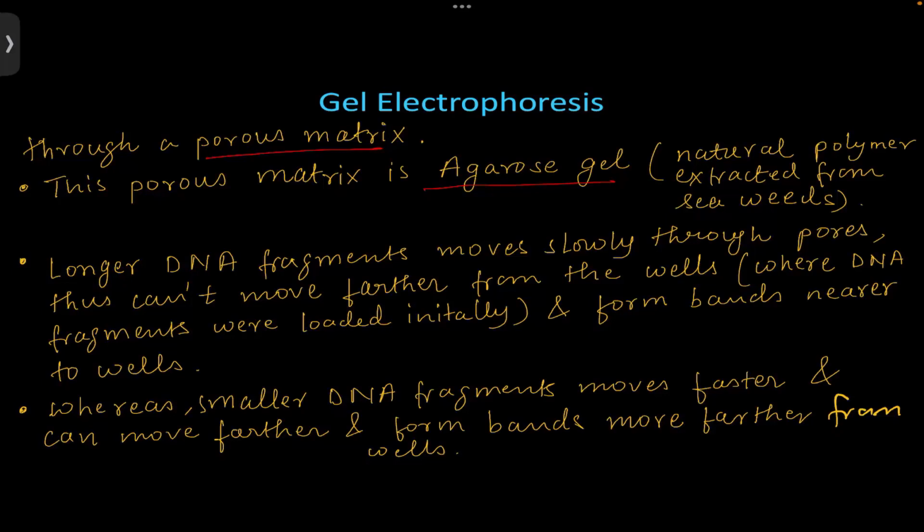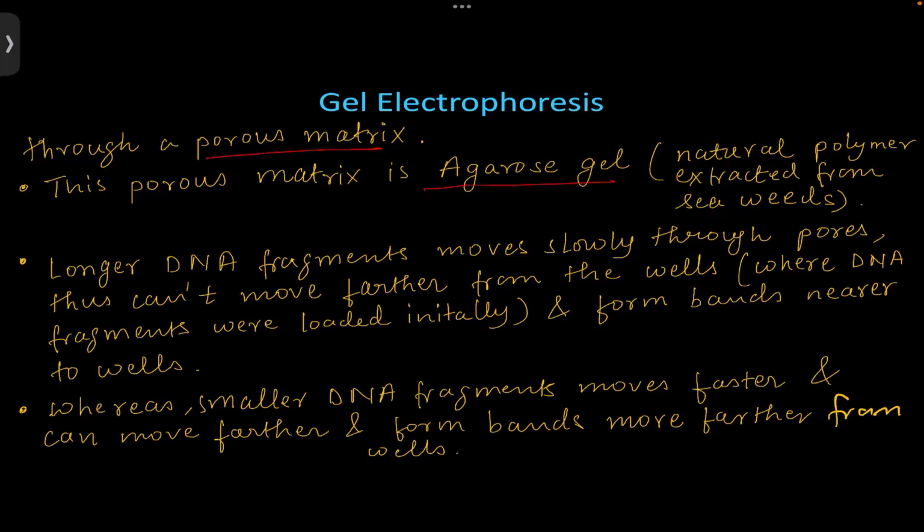So the DNA fragments which are smaller in size will naturally have the tendency to move faster through the pores. Okay, but the DNA fragments which are longer in size cannot migrate as fast through the pores as the smaller ones.